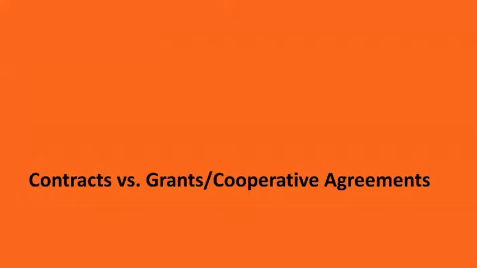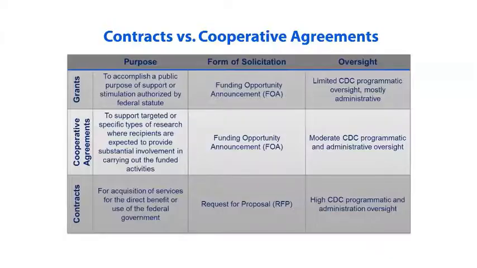So I'll say something briefly about the difference between contracts and cooperative agreements. So the major difference is the oversight by CDC. The oversight for grants is very limited. The oversight for cooperative agreements is moderate, and we kind of work together. And the oversight for contracts is high, which means CDC has a lot of rights to stick you to what's in the contract.